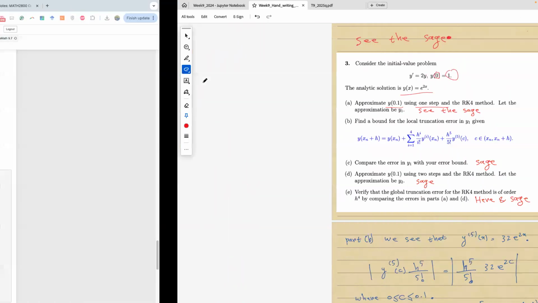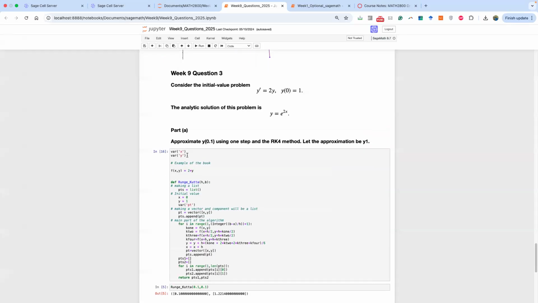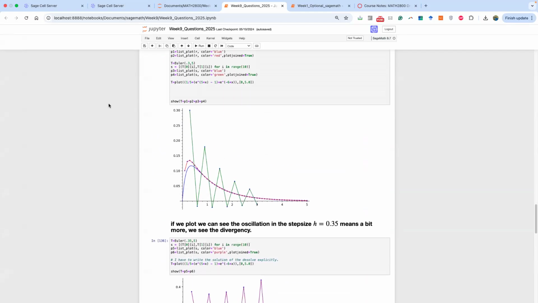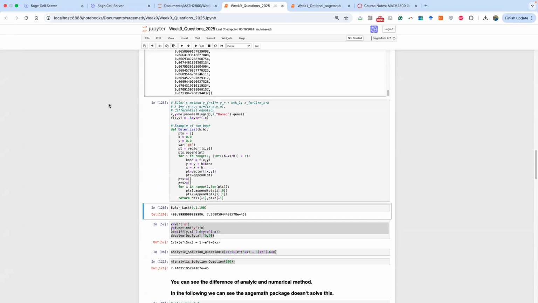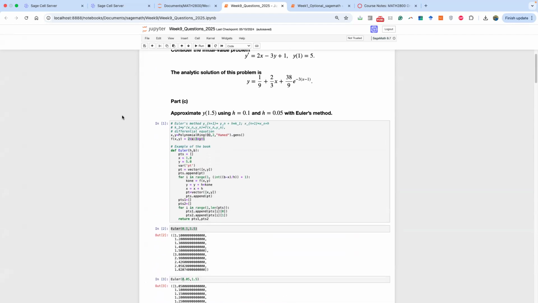Okay, so we will use it. Again, I will use the same thing here. So let's go here. For the forward Euler's method, it's this one here.